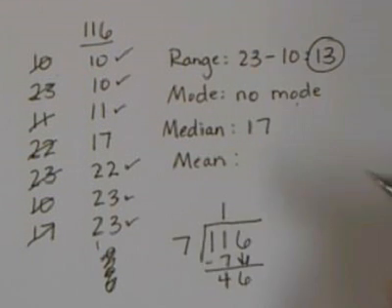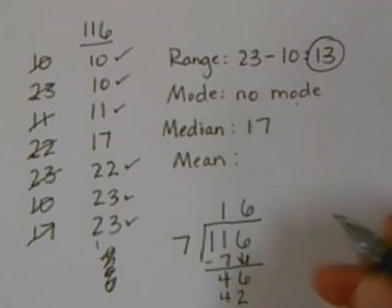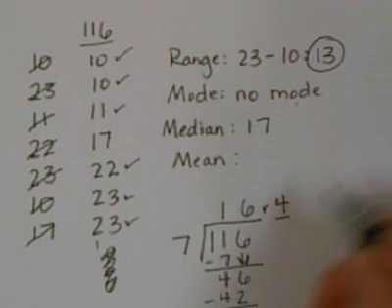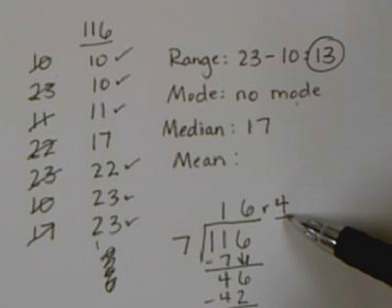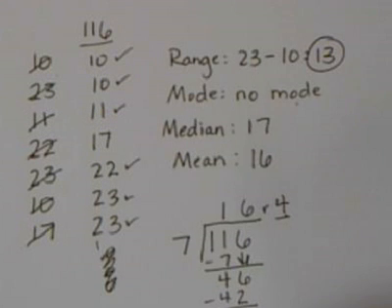What times 7 would give me 46? 6. 6 times 7 is 42. And then we subtract and get a remainder of 4. Now again, I'm going to tell them to think 4 and estimate and round. Is 4 or 5 or higher? No. So my answer stays the same, 16.